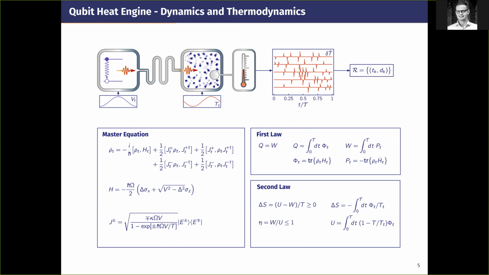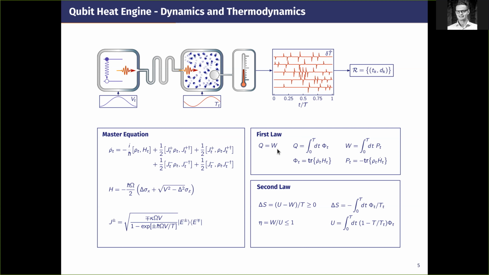A bit of technicalities here. So what we do is we make probably the most simple model that you can make for this kind of system. The state of the system obeys a quantum master equation. This is the unitary part, which is determined by the Hamiltonian of the system. Then you have this dissipative part, which is determined by these jump operators. Jump operators induce transitions between the two energy levels, and the scaling factors are chosen such that the dynamics obeys detailed balance. And for this kind of simple model, it is straightforward to write down the first and the second law.